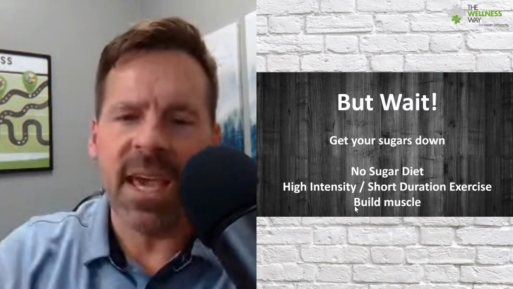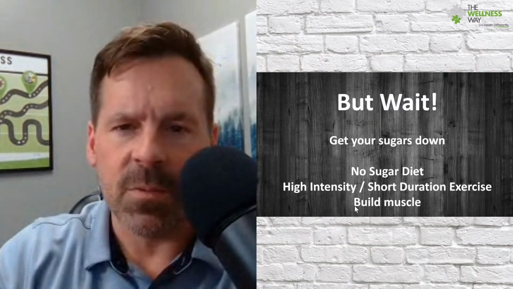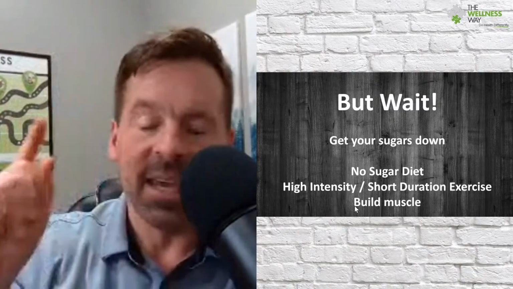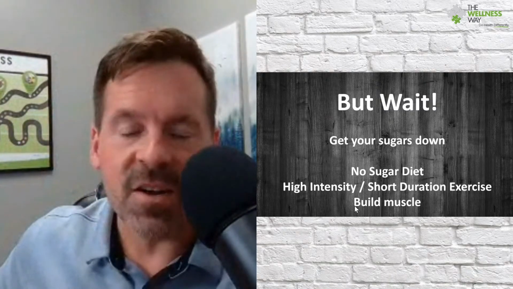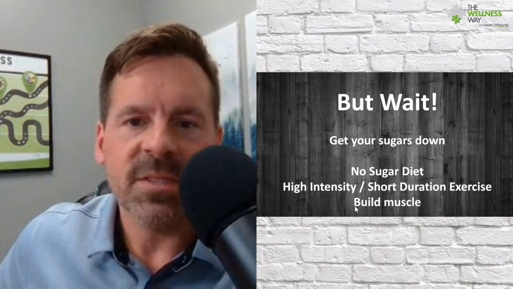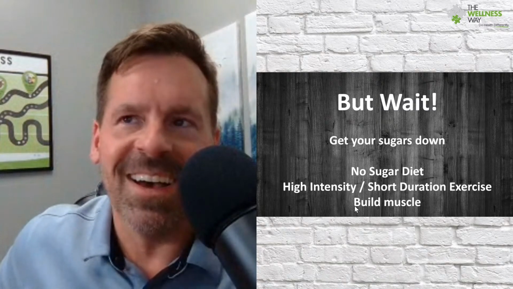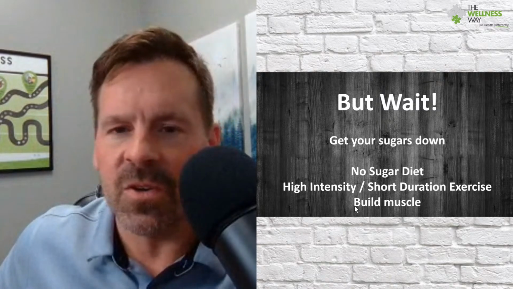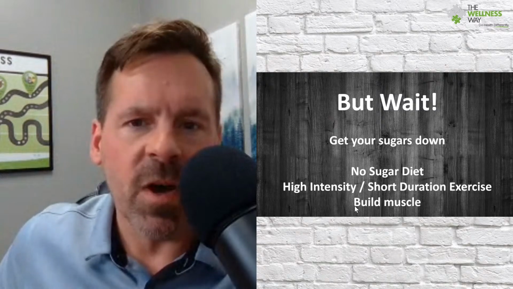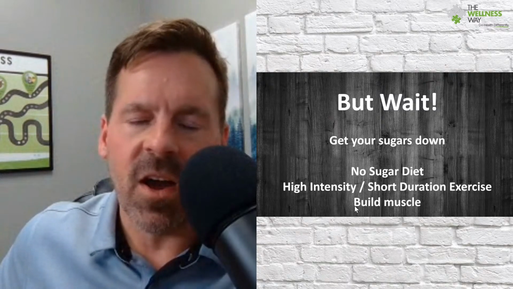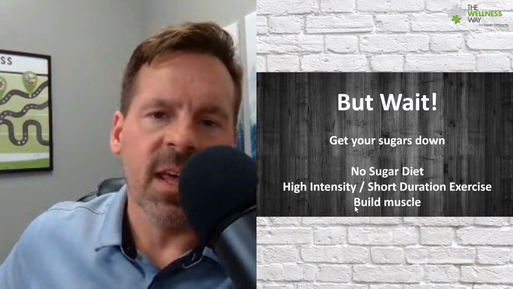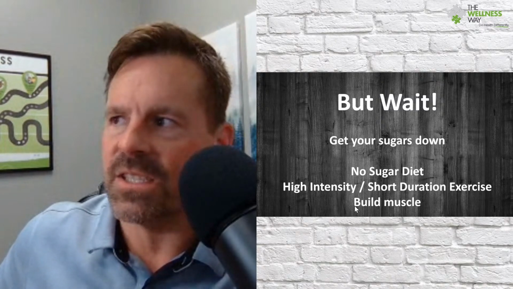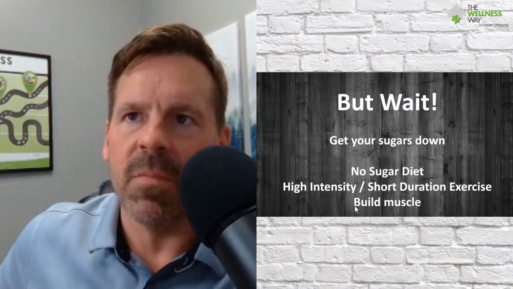But you know how many times I say, hey, if you have osteoporosis, I want you to start putting on some muscle mass. And they're like, oh man, that sounds hard. And I'm like, it is hard, but you got to start somewhere. If that's what your goal is, don't tell me you don't want to do your goal. So get your sugars down. Otherwise, you're trying to outrun a deficiency. It's very hard to do. Get your sugars down and help your nerve system to be able to recover. No sugar diet, high intensity, short duration exercise, and start building muscle as well.